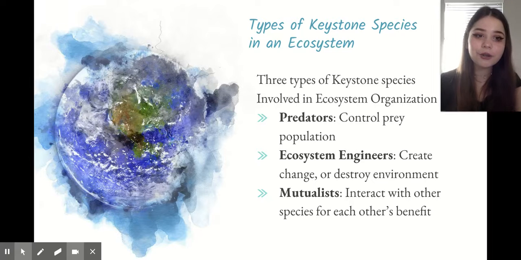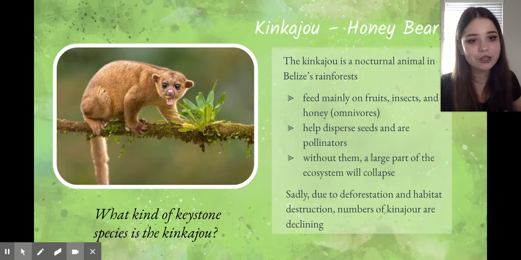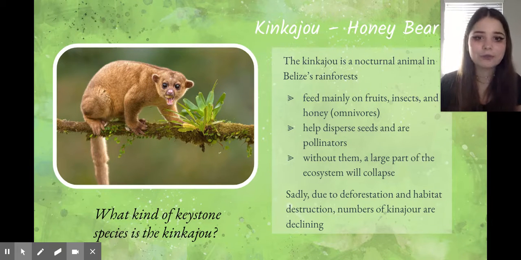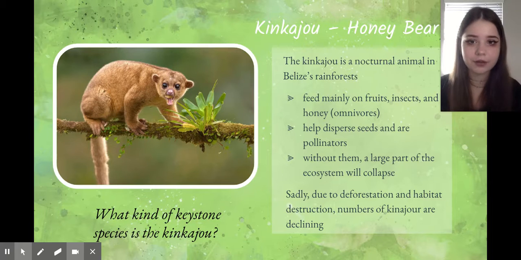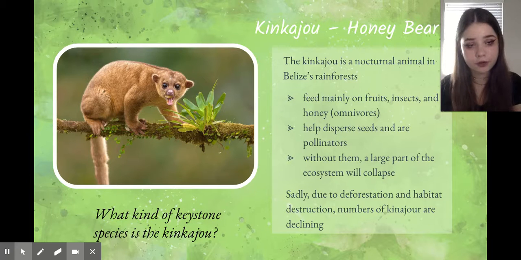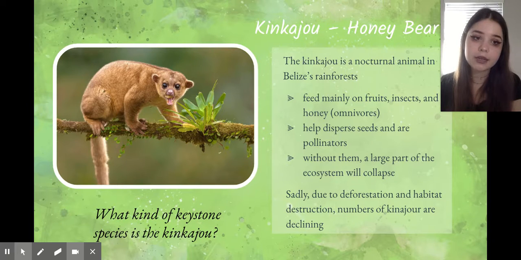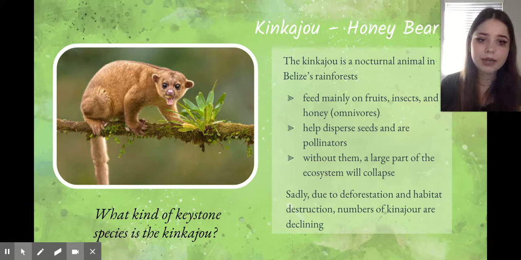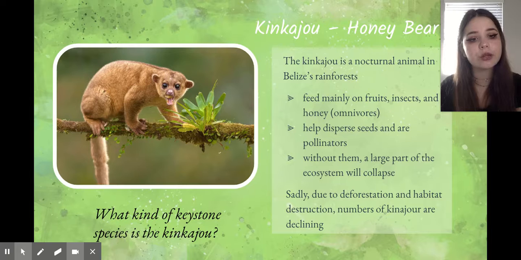And we're going to explore one of the keystone species that's actually in Belize. This is the honey bear, and there's a little picture of it. The honey bear is a nocturnal animal and it lives in Belize's rainforests. These animals mostly consume fruits, insects, and honey, so this makes it an omnivore. It consumes producers like the fruit and insects, right? And its major role is to disperse seeds.